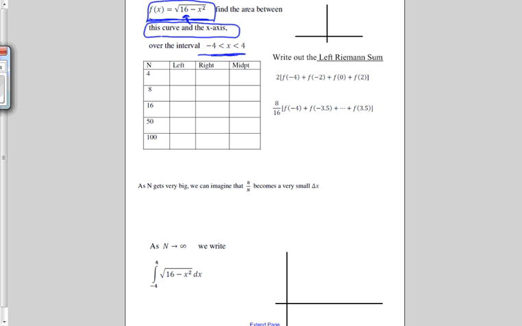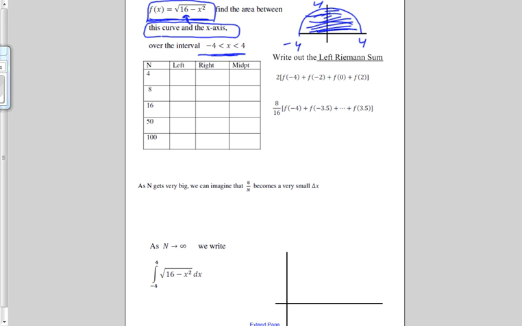So the graph looks something like this. Let's try that again. It looks something like this, where this is 4 and -4. So it's a semicircle, and we want to find the area between the curve and the x-axis. So we want to find this area right here, that entire area.